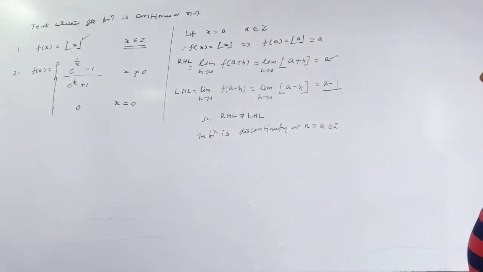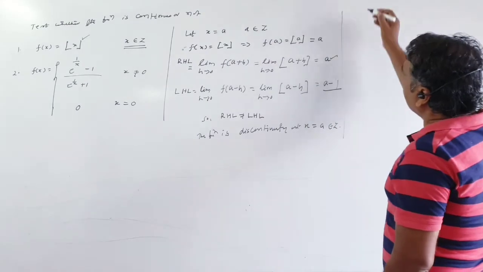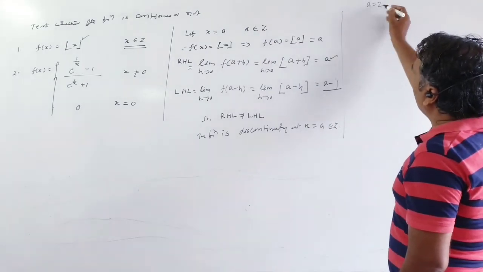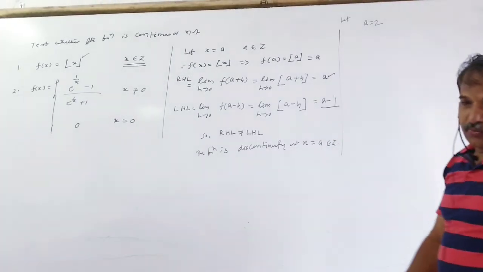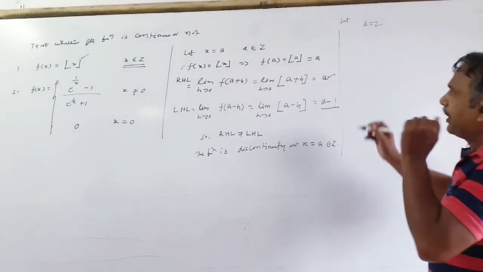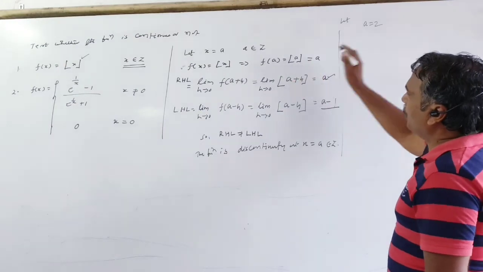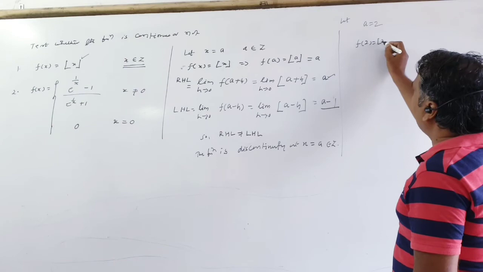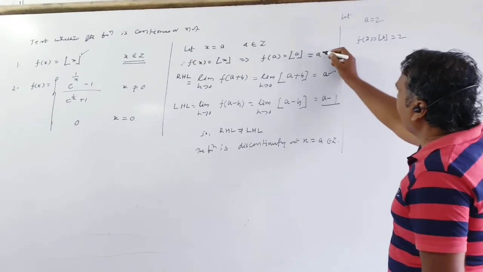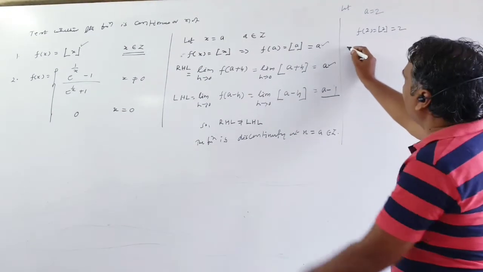Okay. Now suppose, let us say a equal to 2. Now let us say a equal to 2. So what is f of 2? Greatest integer of 2 equals 2. Okay. Now what is the right hand limit?